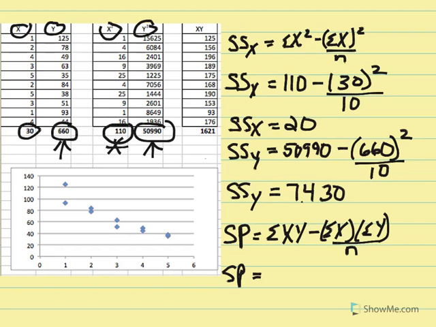This last column is xy. So what I've done is simply taken my x value, 1, multiplied by my y, and get 125,000. So that's 125 here. 2 times 78 gives us 156. So I've done that for every x and y. And then down at the bottom here is the sum of every x multiplied by its corresponding y.